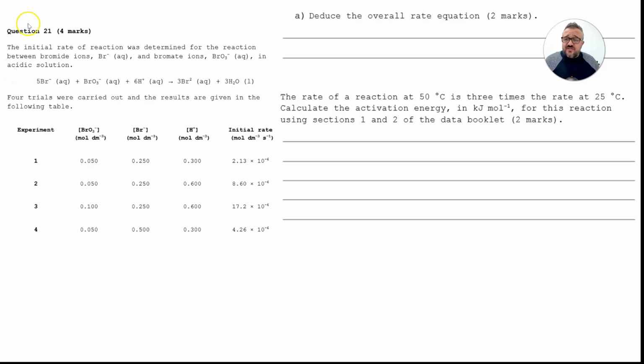So here we have an HL question. The initial rate of reaction was determined for the reaction between bromide ions and bromate ions in the acidic solution.